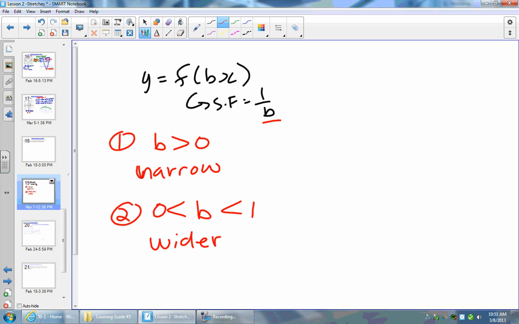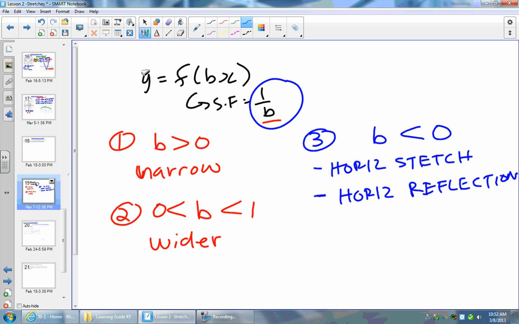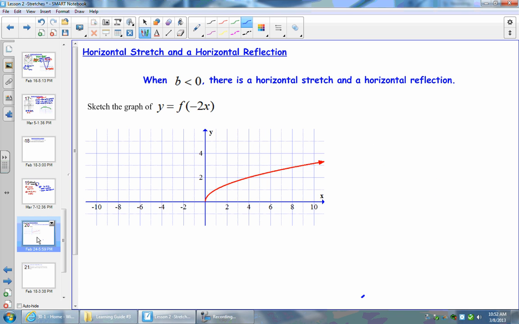The third and last case I want to take a look at in this lesson is when your b value is less than 0. Now, when your b value is less than 0, you still have a horizontal stretch. Okay, and that horizontal stretch is still going to be 1 over b. Okay, but now that it's negative, what's going to happen to the graph is not only do you have a horizontal stretch, but also a horizontal reflection. All right. So let's see this type of behavior in action here. So let's go to the next slide here.